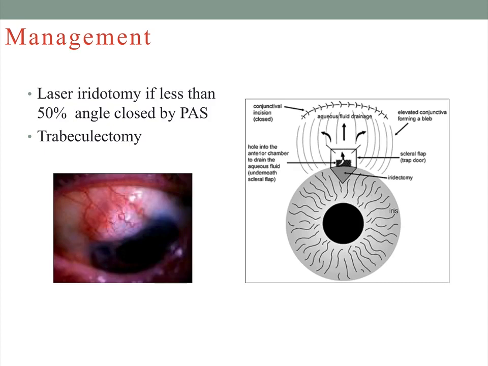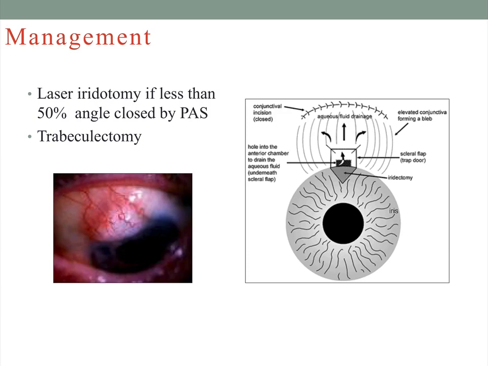Management of PACG is with the help of surgical trabeculectomy, that is a filtration surgery. Laser iridotomy is successful only if the peripheral anterior synechiae are not extensive. Then only laser can work, otherwise patient will need trabeculectomy or the filtration surgery.